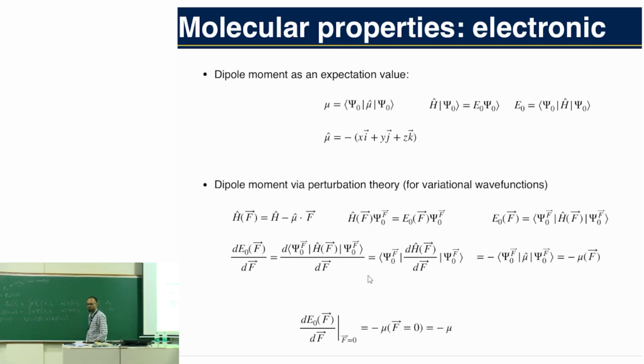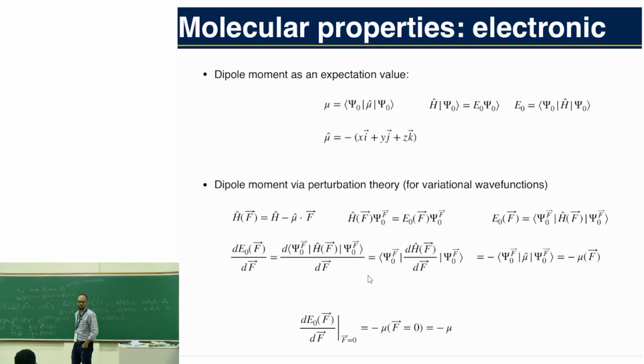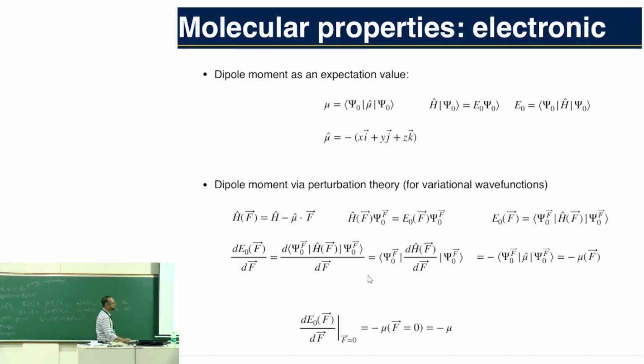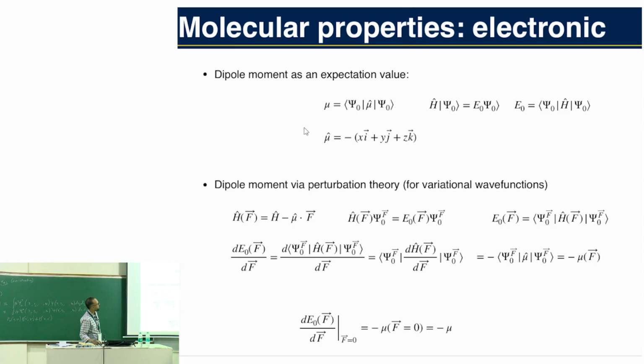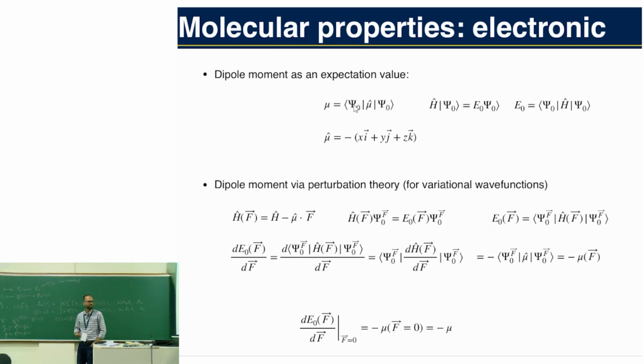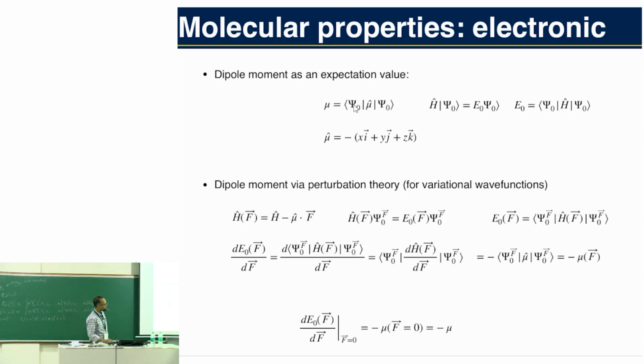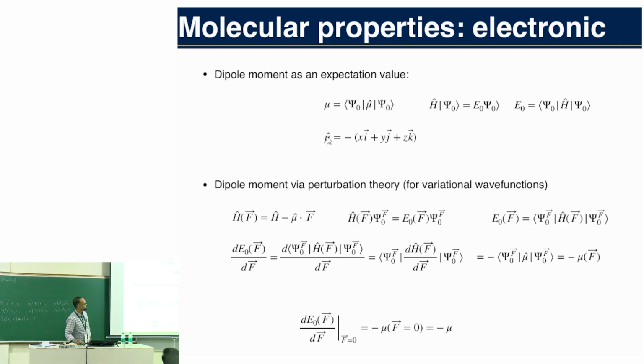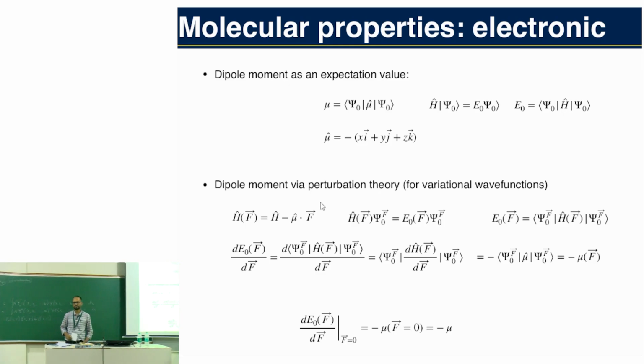So we all know how to represent the dipole moment, right? If we're given a wave function, I can write the dipole moment vector as simply the expectation value of the dipole moment operator in the wave function. And the dipole moment is a vector, so just remember that. This is quite easy to compute as long as you have the ground state wave function. Now you can also obtain this dipole moment via perturbation theory.